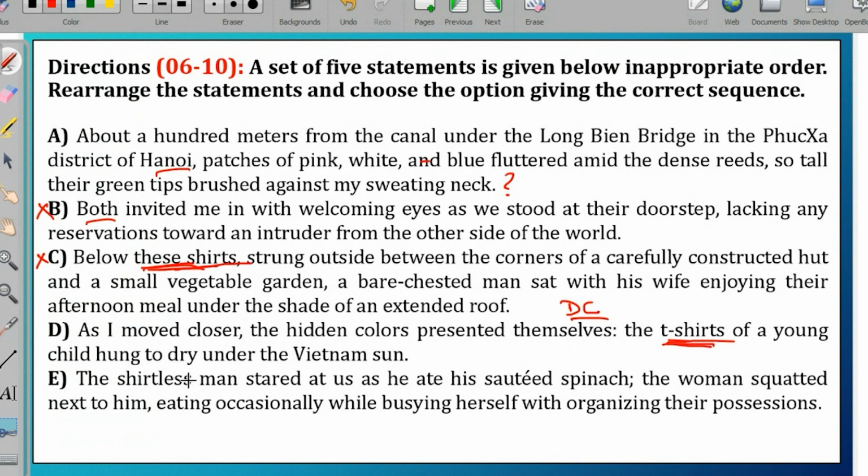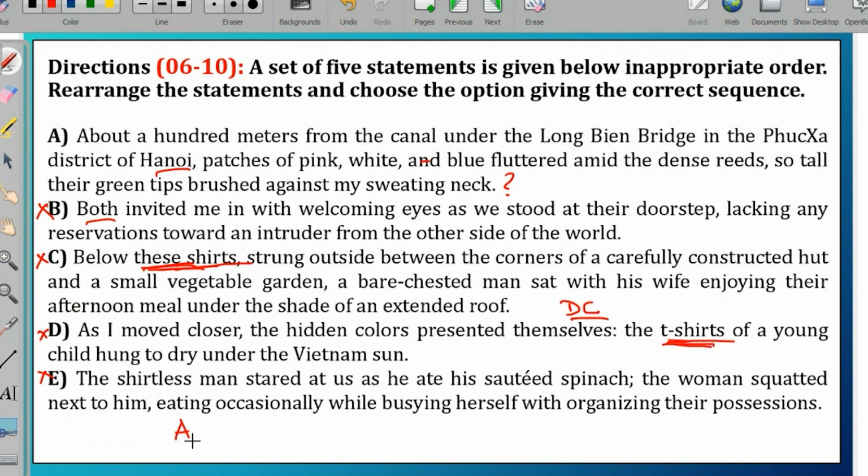Now, fifth one, the shirtless man stared at us as he ate his sauteed spinach. The woman squatted next to him, eating occasionally while busying herself with organizing their possessions. Okay. Stared at us. Okay. Now, this cannot be your first statement because first we need to introduce the author and then the shirtless man who's staring at him. So your first statement will be statement A. Okay, because D is gone and E is also gone. Your first statement will be A.